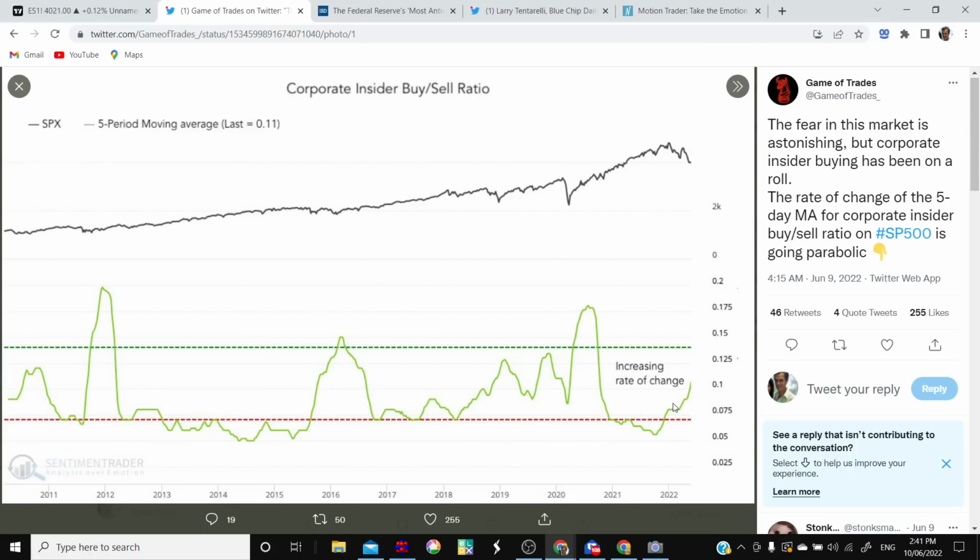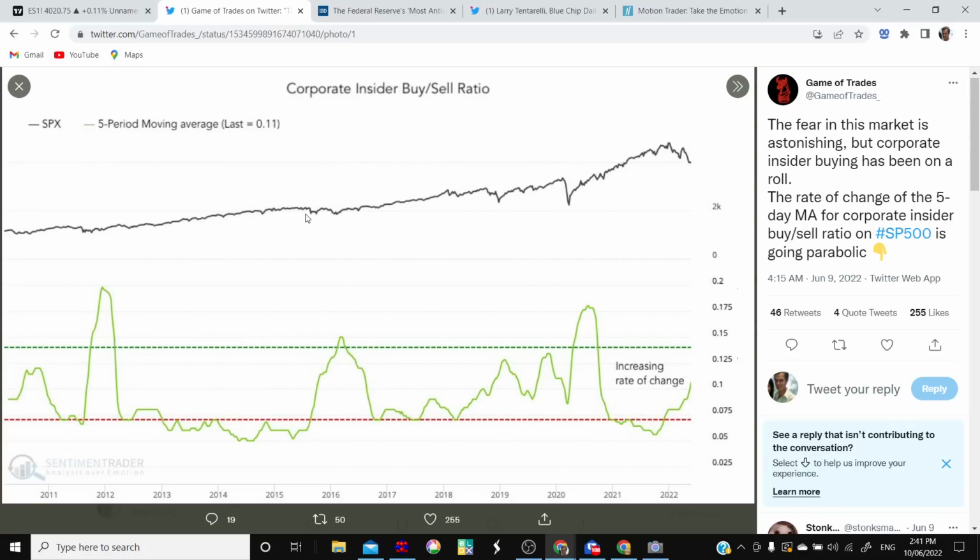So these are people within the company who know the company well. People can sell their shares for all sorts of reasons, but insiders typically only buy when they see value in their stock. And it's been increasing. It got to a low point around those highs at the beginning of the year, and throughout this sell-off, it's been on the rise.